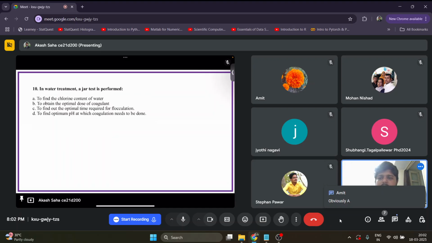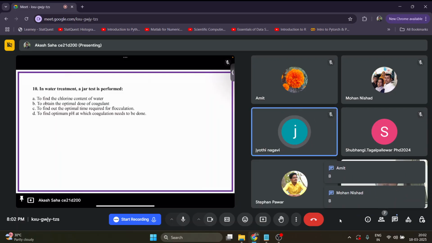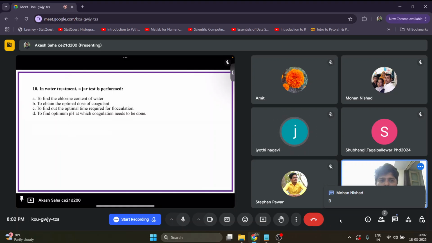In water treatment, a jar test is performed. So what are the reasons? To find the chlorine content of water, to obtain optimal dose of coagulant, to find out the optimal time required for flocculation, to find out optimum pH at which coagulation needs to be done. B, sir. Only B. Any other answer? B is definitely one of the answers, because the jar test is performed to find out the optimal dose of coagulant.